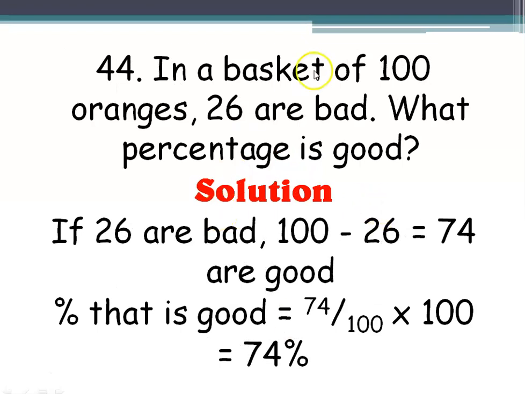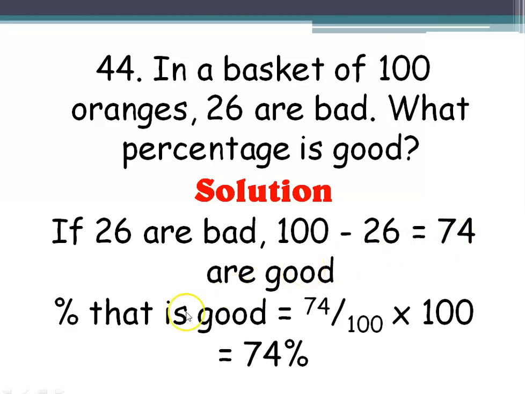Question 44 says, in a basket of 100 oranges, 26 are bad. What percentage is good? So I have 100 oranges in the basket. If 26 are bad, I need to know how many of them are good, isn't it? So if 26 are bad, I'll just say 100 minus 26. That will give me the number that are good. 100 minus 26 is 74. So 74 of those oranges are good.